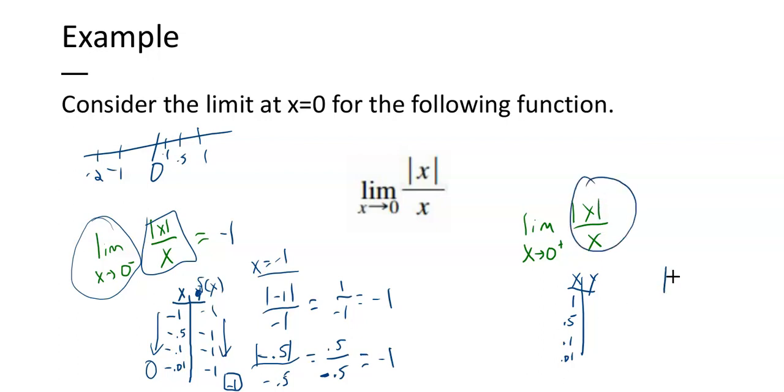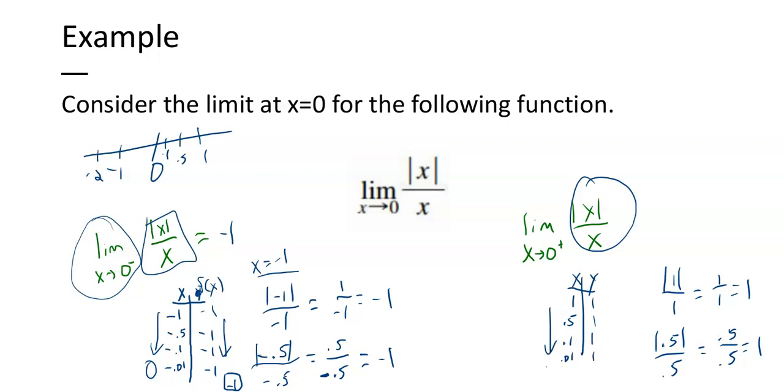We're going to get the absolute value of 1 over 1, which gives me 1 divided by 1, which gives me positive 1. If I plug in 0.5, the absolute value of that divided by 0.5, we're going to get 0.5 divided by 0.5. Again, when you divide a number by itself, you get 1. And this time it's positive, right? We get positive 1. And you can check these other values as well. And we kind of see a similar pattern over here, but it's a different answer, right?